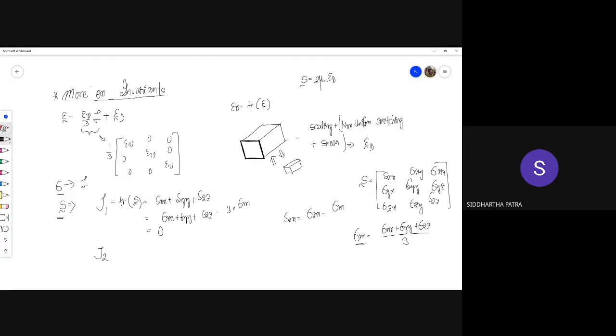Okay, so now let us talk about the J2. You recall how you define the second invariant. So you take the principal determinants. Basically these two, and then the third one will have this row and this row. So write down the expression for J2.